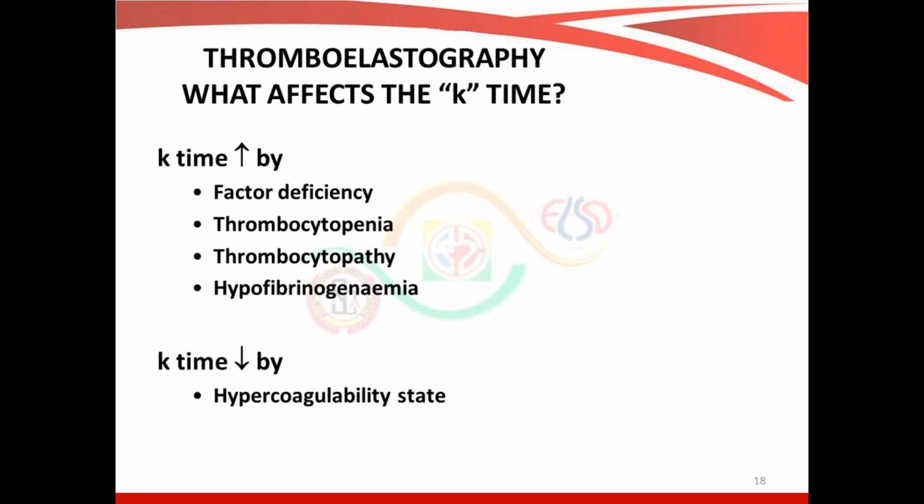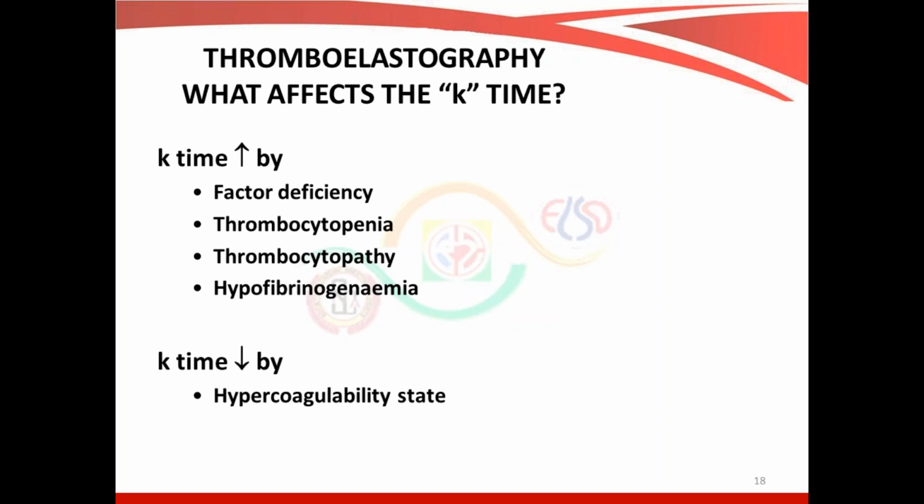Now liver function failure happens on prolonged usage of ECMO. When hepatic and renal failure happens, your K time and your R time would be shortened. So your factors 2, 5, 7, 9 and 10 would be deranged. And whenever these factors are deranged, your R and K time would be altered.